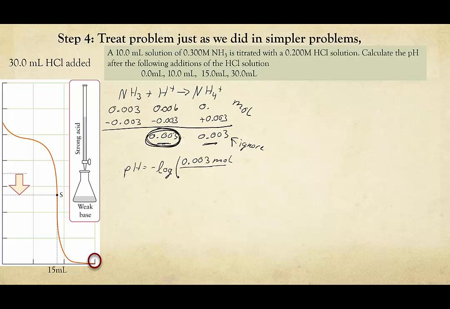Remember that this is in moles though. And when we solve for this, pH is the negative log of the H plus concentration. And so we need to divide by the volume. And this comes from our initial 10 mL sample plus our 30 mL that we added equals 40 mL, which is equal to, and we get our pH.